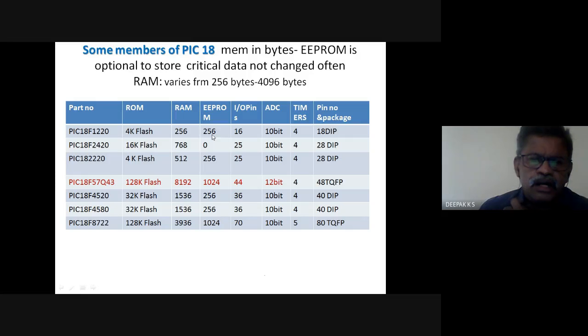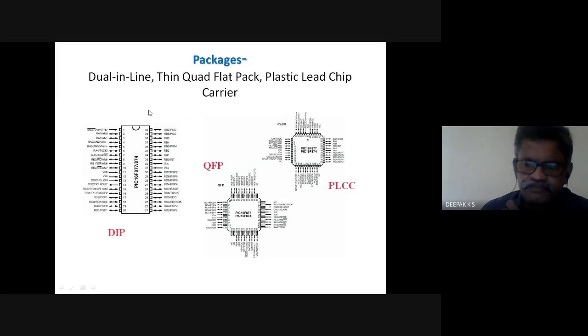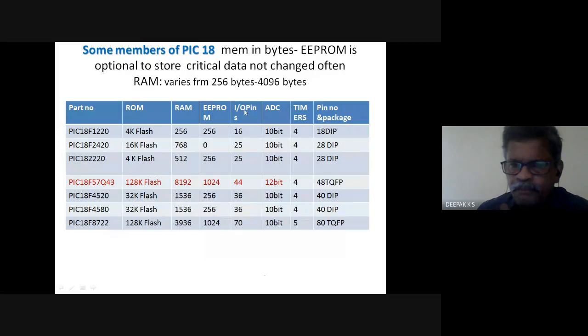So all these memories are written in bytes here. Memory is in bytes. And this EEPROM is not mandatory, it is optional. It may not be there. It stores critical data which is not changed often. However, RAM is there for data. In addition, you are having this EEPROM. And ROM is there for program. And these IO pins are interfacing with the outside world.